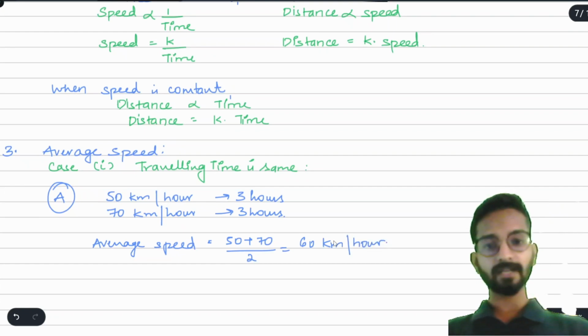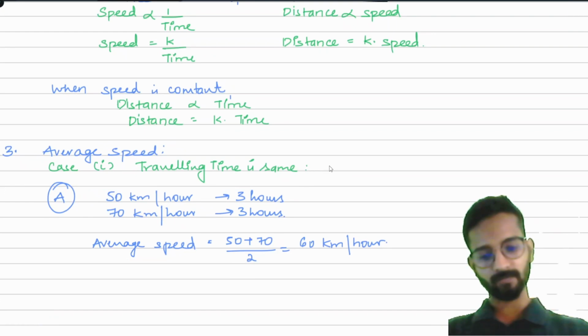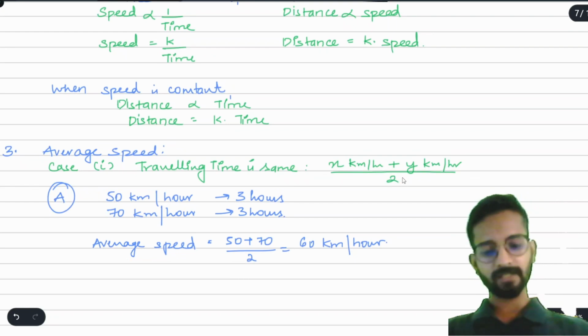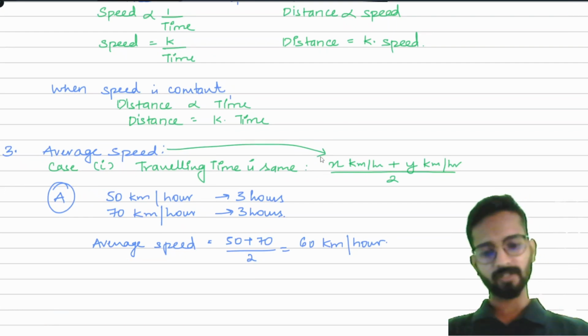Why can you directly write it like this? Because the traveling time is exactly the same. So the formula here is, when the traveling time is the same, x kilometers per hour plus y kilometers per hour, divided by 2. We have to find the average speed. How can you find it? Just add both the speeds and divide by 2, and you get the average speed.